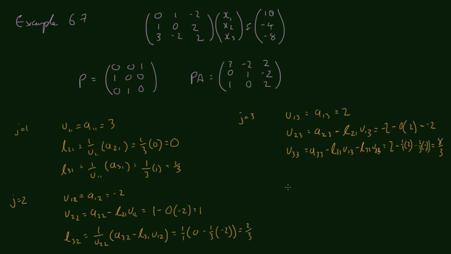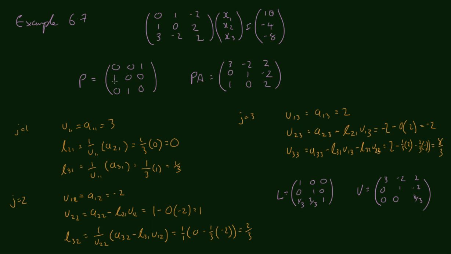Okay, so after all that, we have our L matrix. So we'll have 1s on the main diagonal, 0s in the upper triangular elements, and L21 is 0, L31 is a third, and L32 was 2/3. And our U is going to have zeros on the lower triangular elements. We have the same first row. Second row, so U22 was 1, U23 was minus 2, and U33 was 8/3.